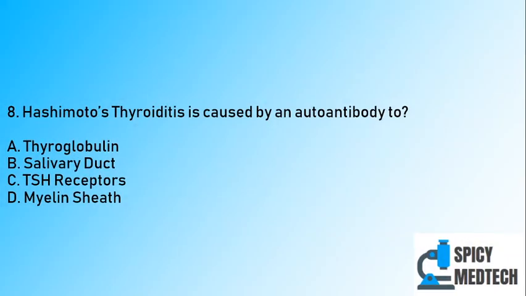Number 8. Hashimoto's thyroiditis is caused by an autoantibody to A. Thyroglobulin, B. Salivary duct, C. TSH receptors, or D. Myelin sheath. The answer for number 8 is letter A, thyroglobulin.